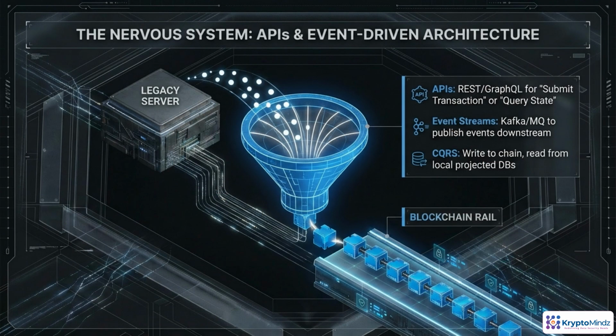APIs and events act as the nervous system connecting legacy systems to the blockchain rail. Synchronous APIs handle intent: submit this transaction, or give me the latest state. They provide controlled entry points with validation, authorization, and policy checks. Event streams then carry everything that happens after. When something changes on-chain or off-chain, you publish an event to Kafka or your message bus so downstream systems can react. To keep reads fast, apply CQRS. Treat the chain as the write authority, then project that state into local query-optimized databases for reporting and user interfaces.